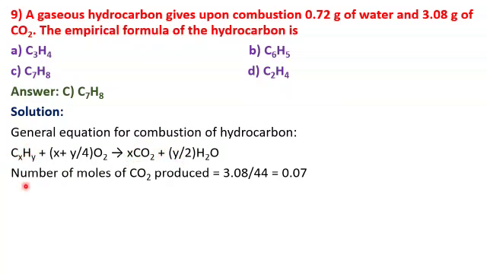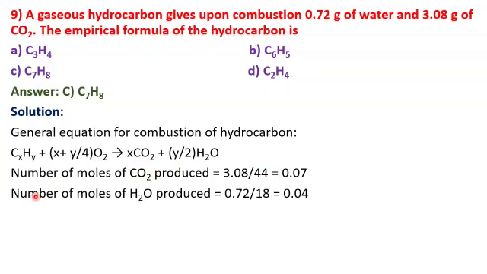To calculate that, first you have to calculate the number of moles of carbon dioxide produced. That can be calculated by doing mass by molar mass. Mass is 3.08, molar mass is 44. The molar mass of carbon dioxide is the atomic mass of carbon, 12, plus 2 into 16, which is 32, so 44. You will get 0.07 as the number of moles of carbon dioxide produced.